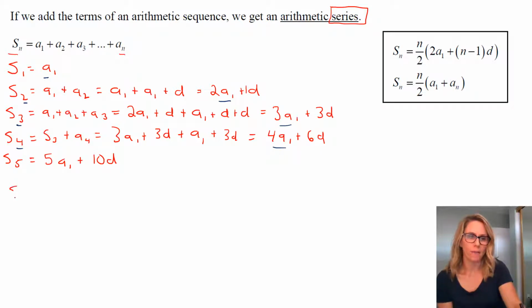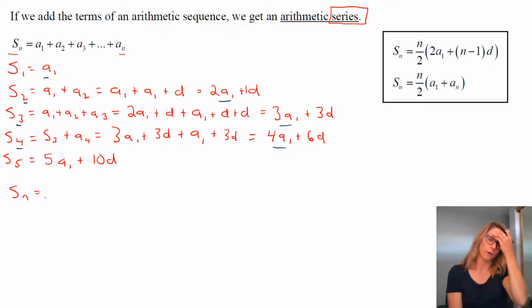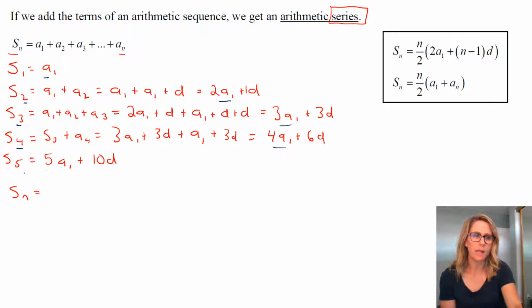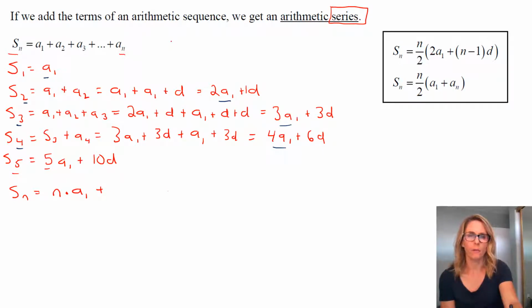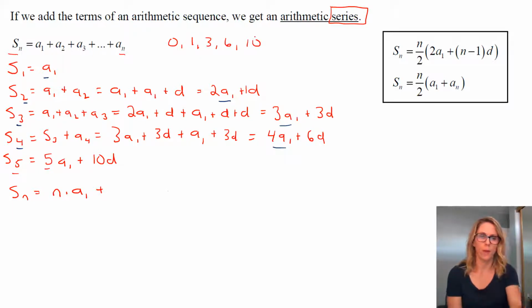So here we have, thinking about s sub n for an arithmetic sequence, the partial sum of the terms. You can probably see that whatever your n is, that's going to be the same coefficient in front of the a sub 1. So n times a sub 1. So for the coefficient, the number that's in front of the d, we have technically 0, because there's no value for d for s sub 1, and then we have 1, 3, 6, 10. So those are the first ones that we have.